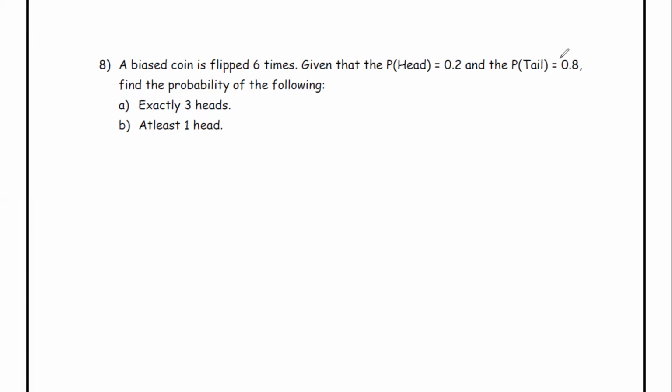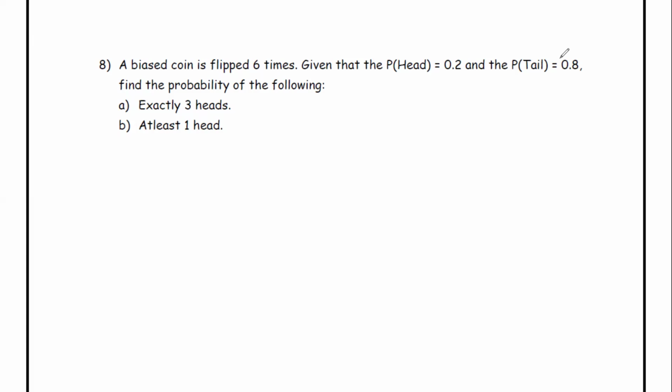Now this coin is flipped 6 times. Remember that if you flip one coin 6 times, or if you flip 6 coins together, the number of outcomes is going to remain 2 to the power 6, which is 64 outcomes. Now the question asked is to find the probability of exactly 3 heads and at least 1 head.